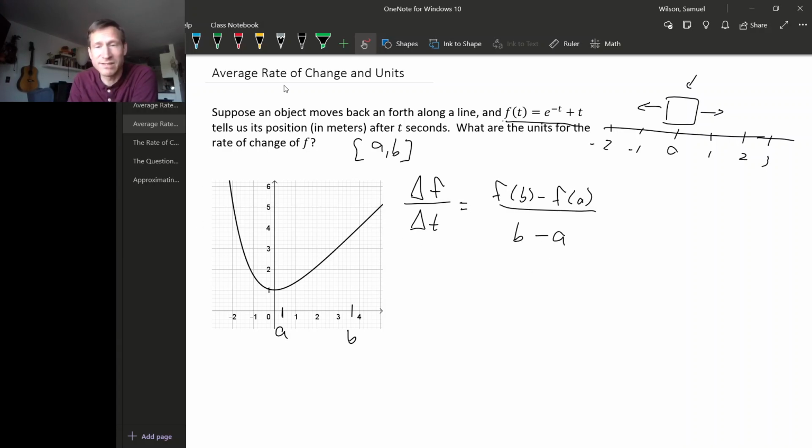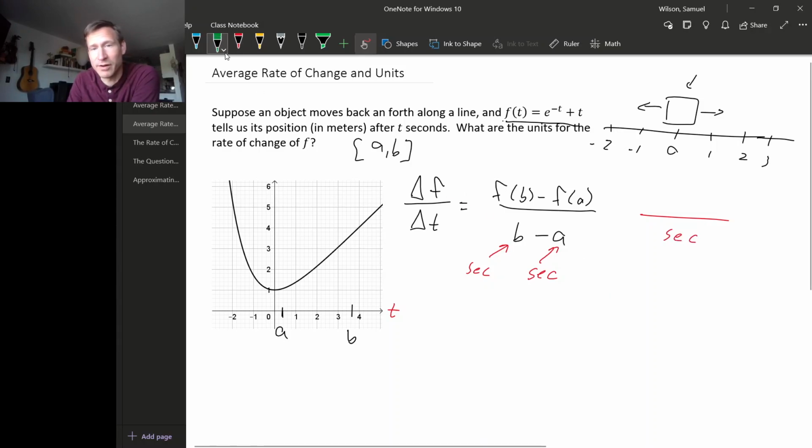So let's think about this. Let's think about the units here. So these values, b and a, those are times, right? Because they're along the t-axis, they're values for the t variable. So these are in seconds. Okay, and when you subtract two quantities that have the units of seconds, you get a quantity in seconds. So this denominator has units of seconds.